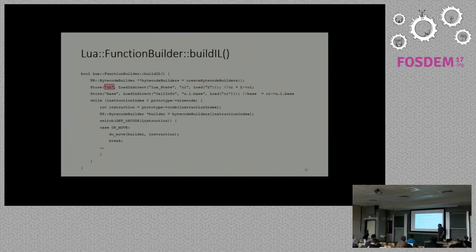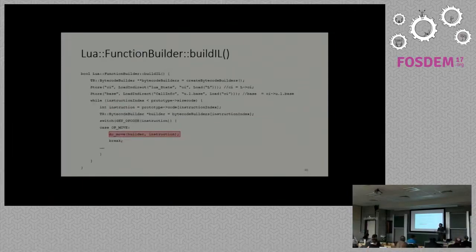The first thing we need to do looks very similar to the top of the bytecode loop in the interpreter. You fetch the call info off of the Lua state, and you fetch base, which is the base for where all the registers are that are going to be used. And then you loop over all of the instructions for the code, and then you switch on the code and handle the appropriate ones.